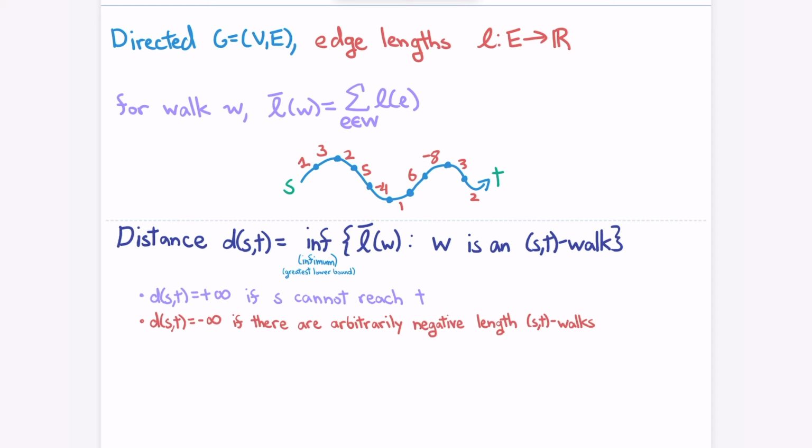We're going to define the distance from S to T to be the infimum length of all walks from S to T. That's really saying minimum, but with special exceptions: if there's no path, we call that infinity. And if the length can be arbitrarily negative, because there could be negative cycles, which will be a topic next time, then that's negative infinity. Infimum is just a fancy way to take care of these edge cases.